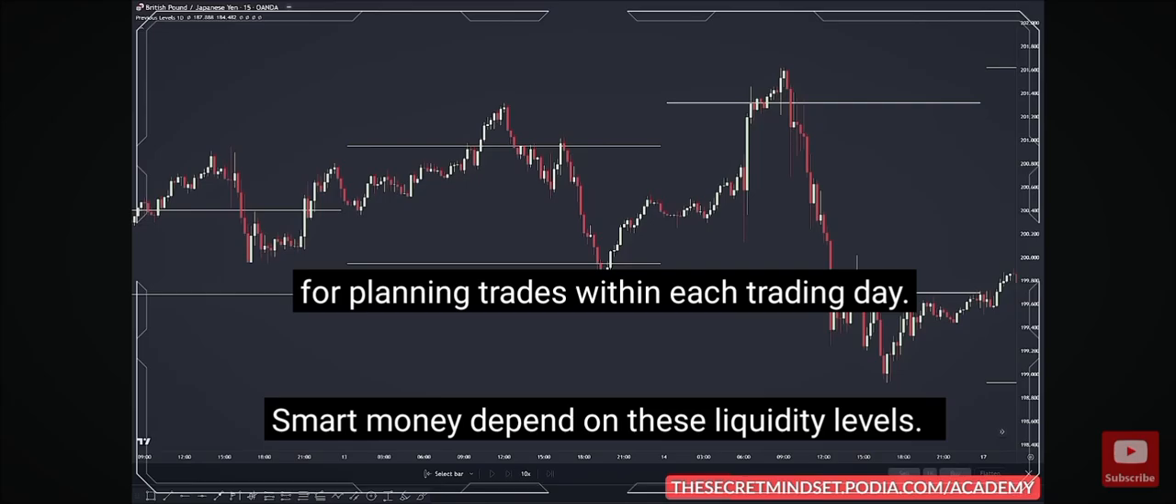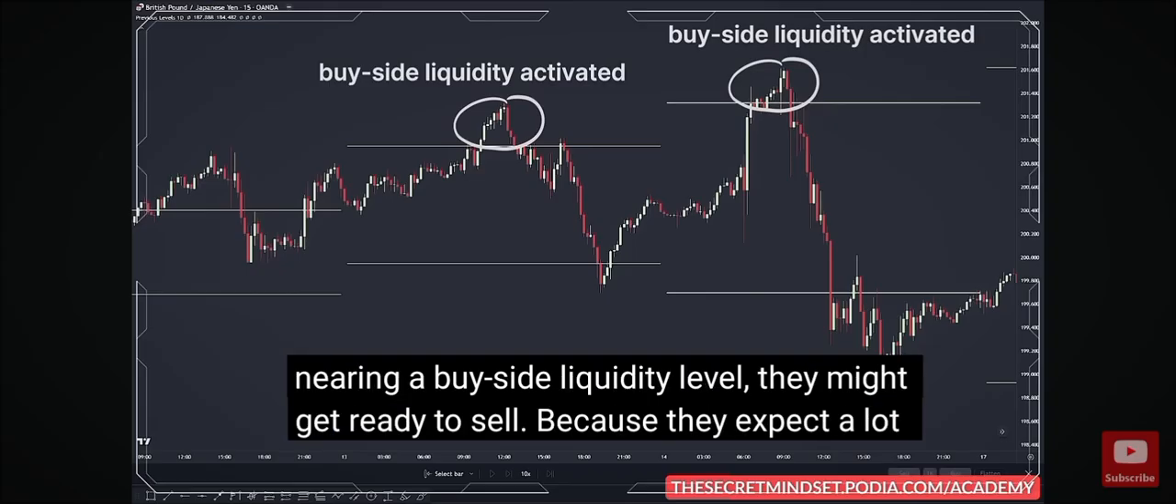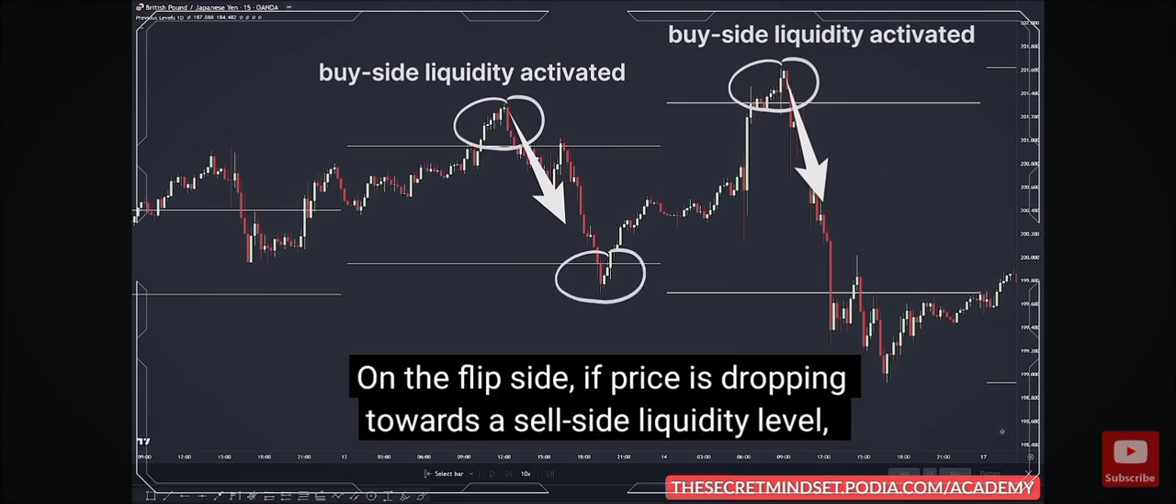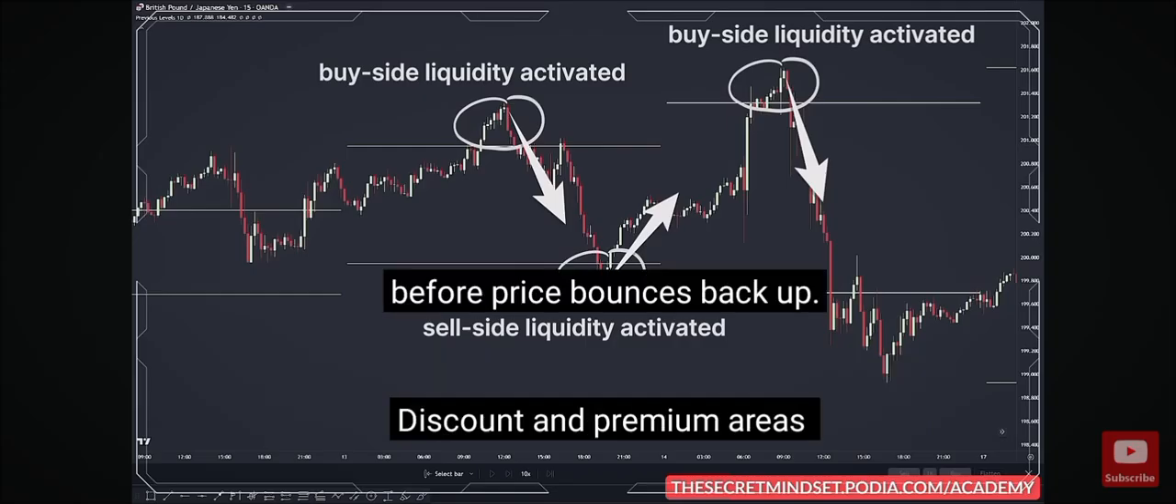Smart money depend on these liquidity levels. They often set up trades around them. If price is going up and nearing a buy-side liquidity level, they might get ready to sell because they expect a lot of buy orders to be triggered there, which could push price up sharply before it falls. On the flip side, if price is dropping towards a sell-side liquidity level, they might prepare to buy. They are betting that all those sell orders will create a quick drop before price bounces back up.